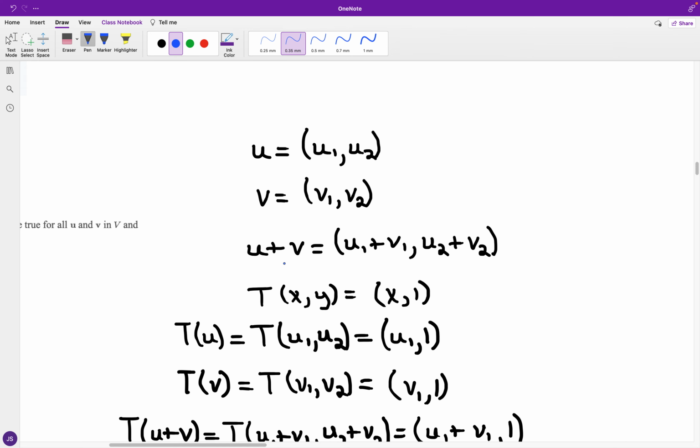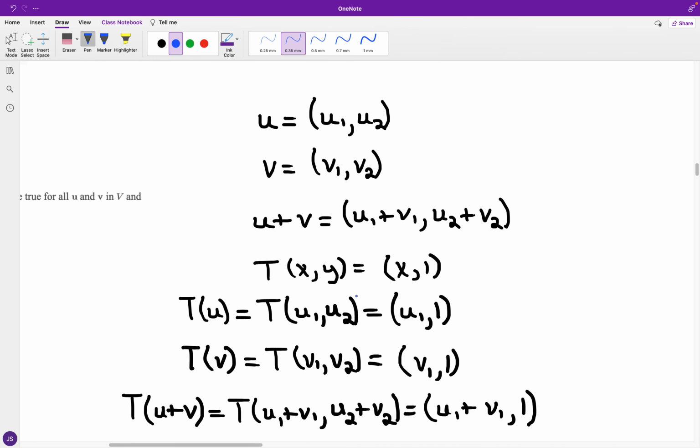And for u plus v, I have u sub 1 plus v sub 1, u sub 2 plus v sub 2. And now, again, we had the given transform T of x, y equal to x and 1. Just looking at what we have in the realm of working with the variables u and v.